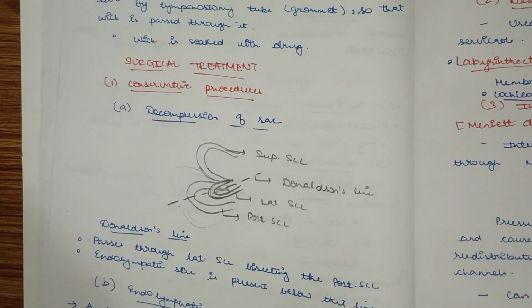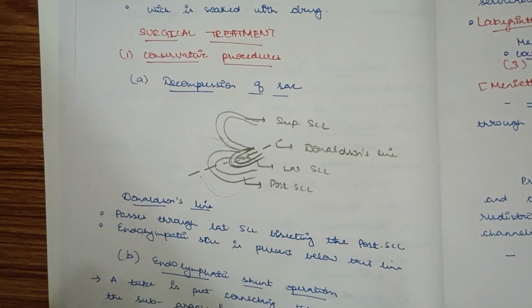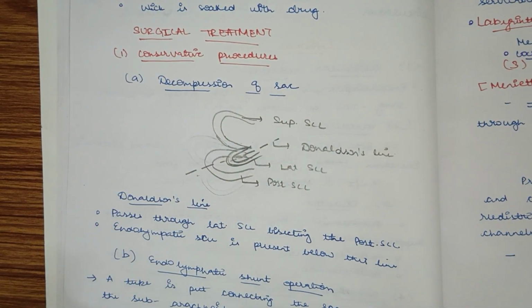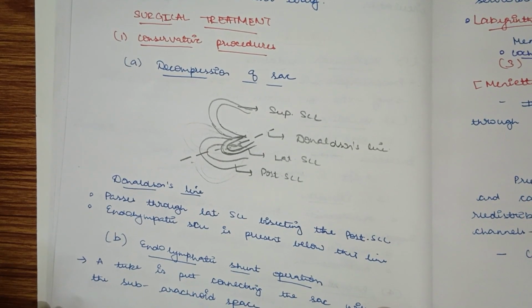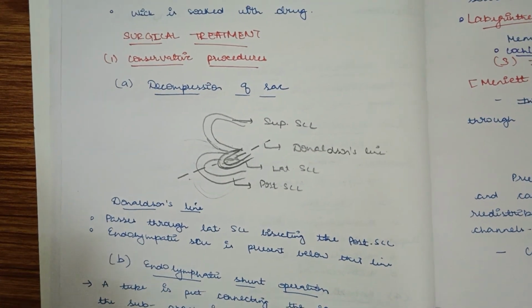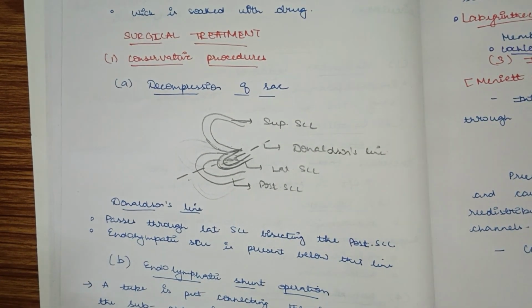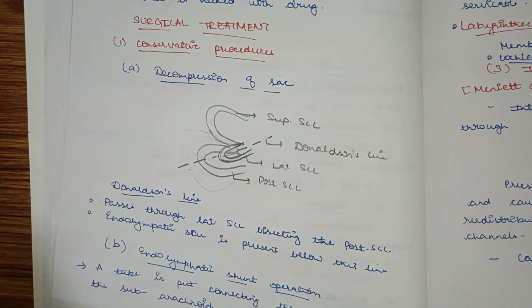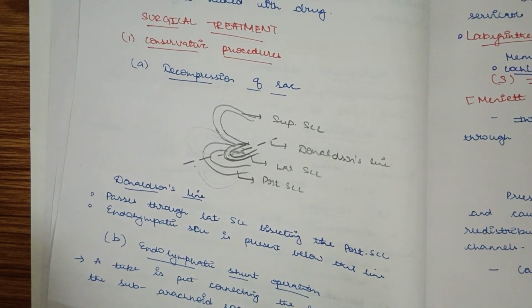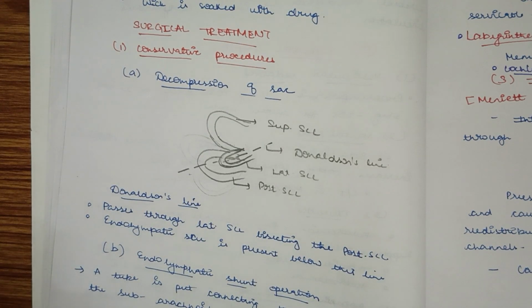Next is surgical treatment. So it includes conservative and destructive procedures. First, we'll look at conservative procedures, which are most commonly used. First is decompression of the sac. Now, first, we need to know where the endolymphatic sac is located for appropriate decompression of the sac.